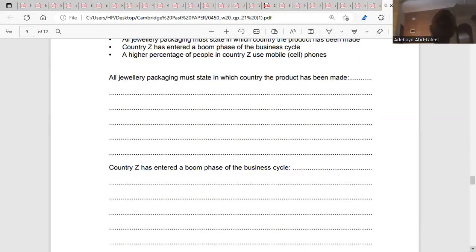The last one. A higher percentage of people in countries that use mobile cell phones. So the advantage about mobile cell phones for GJ is that GJ might be able to advertise its products through social media. Do you get it? GJ might also be able to transact with customers via different networks, not necessarily paying through the bank. You can also do mobile transfer. Any question about that?